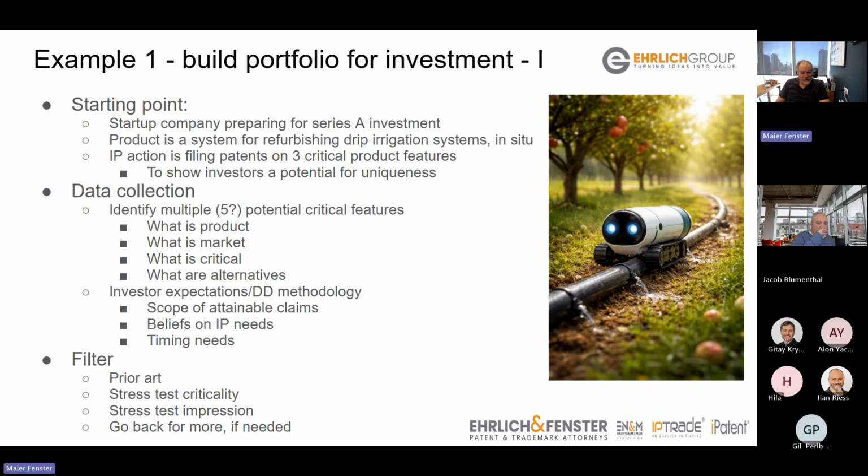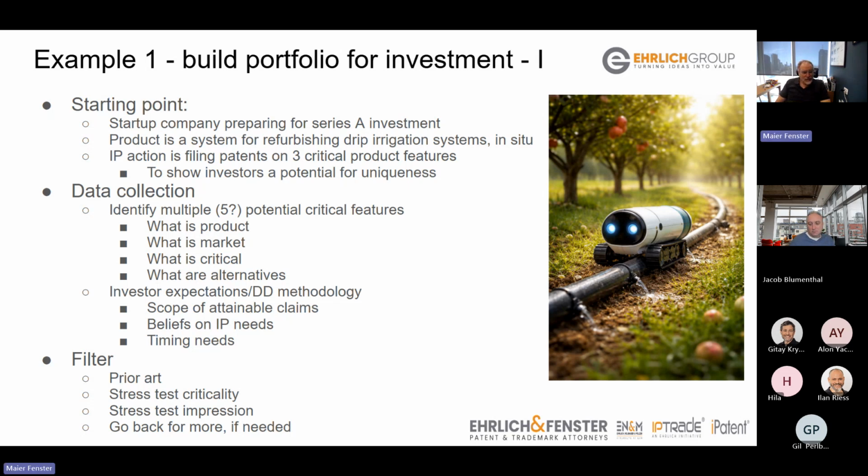What kind of claims do they want to see? These investors, what do they believe about IP? What do they think about when the patents need to be filed, granted, prosecuted, and so on? And there's more information as well. I said I'll be light on the details.